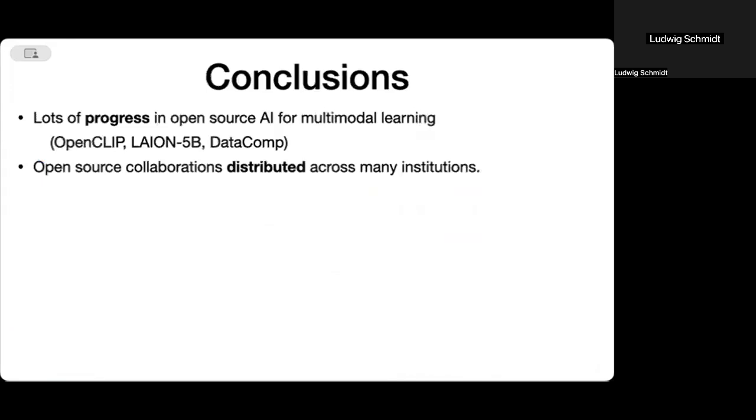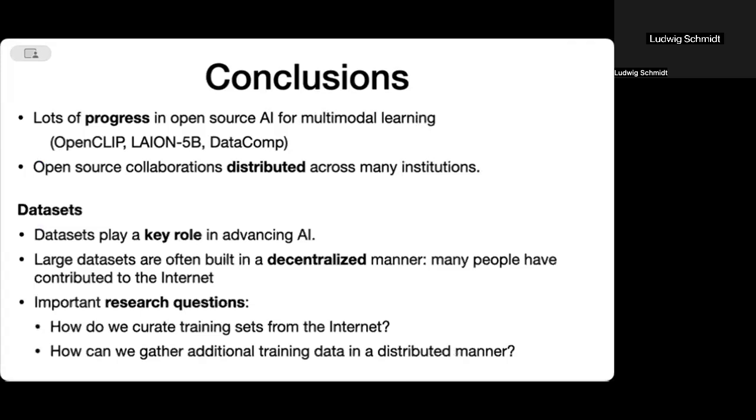As I mentioned, there's been lots of nice progress on open source AI for multimodal learning over the past few years. And one key factor in the success here, I think, has been to have a lot of collaborators distributed across many different institutions work together on these larger projects like LAION 5B, OpenCLIP, and DataComp. Okay, and on the research side, one research direction I'm very excited about is data sets. Obviously, large training sets play a key role in advancing AI, and they are often built in a decentralized manner. In the end, a lot of the training data we use for these state-of-the-art AI models come from the internet, and the internet is built in a very, very decentralized way.